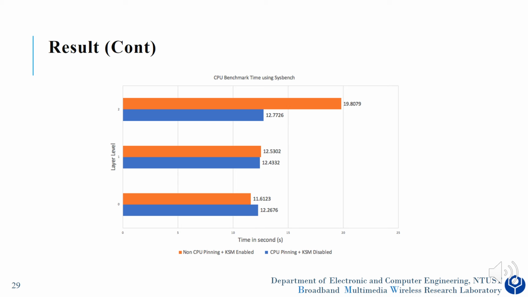As for the optimization that we did, in layer level 0 it took 12.26 seconds, moving into layer level 1 it is 12.4 seconds, and in layer level 2 it is 12.7 seconds. So the difference is quite stable. The decrease in performance is not more than 10%. So it's quite good in terms of the performance of the system.